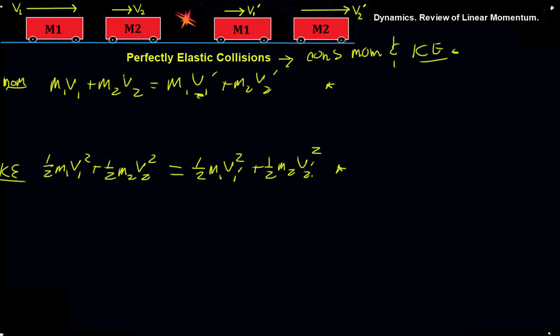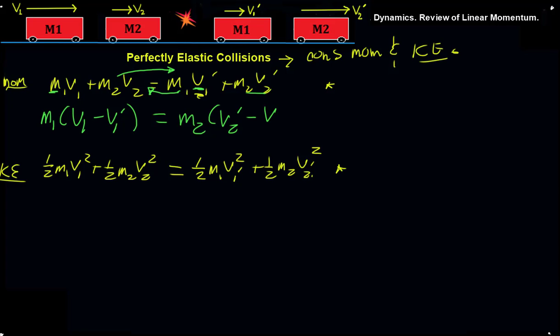Let me reorder these. Let me bring all the m2 information to the right hand side. Let me bring all the m1 stuff to the left-hand side. And if I do that, I'll get m1 (v1 minus v1 prime) will equal m2 (v2 prime minus v2). We bring this term over. So our momentum equation could be written that way.